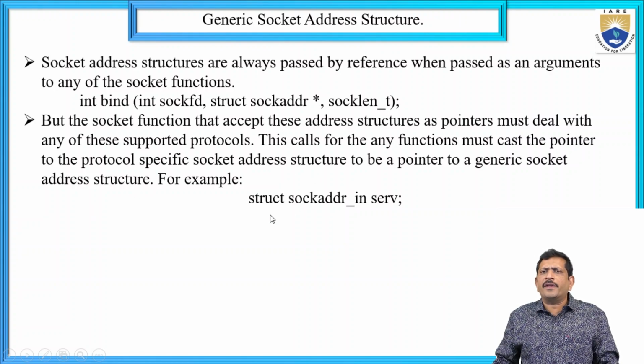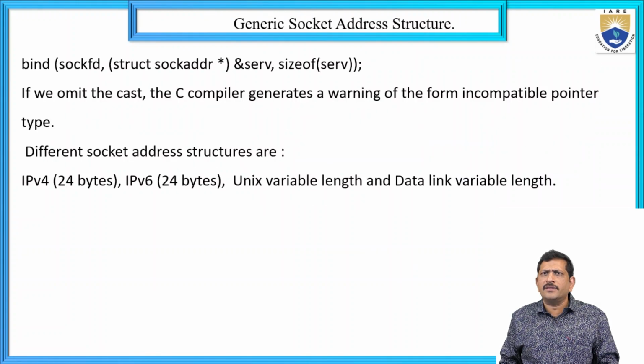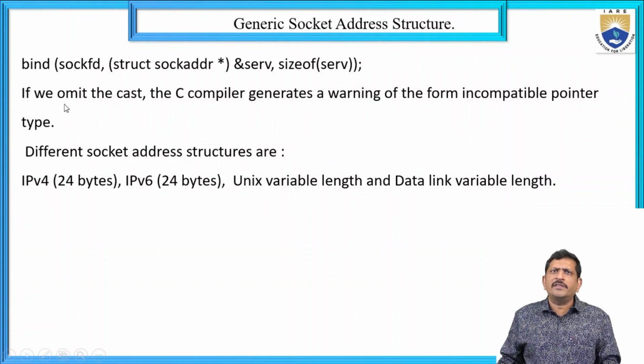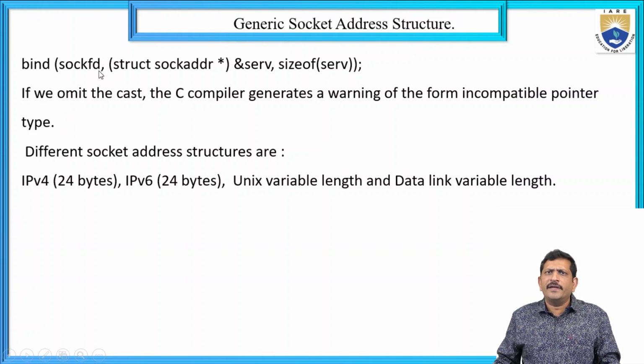For example, here struct sockaddr_in serv. This is a generic socket address structure. This is an example of a generic socket address structure. Here is one more example: bind(sockfd, ...), where sockfd is the socket file descriptor. The bind function binds the address and the port number for effective communication from server to client.